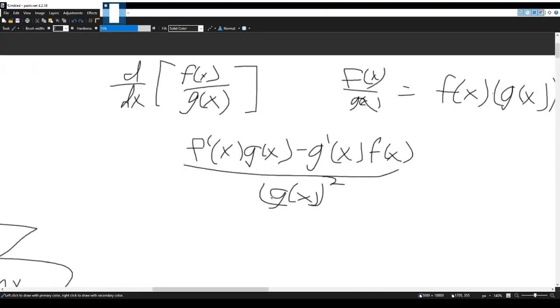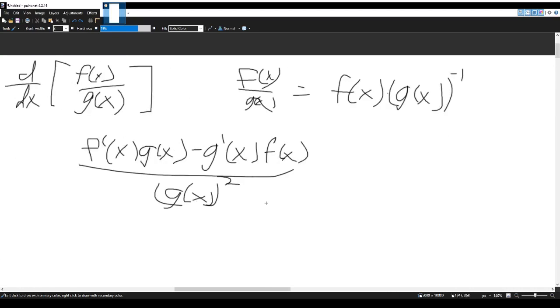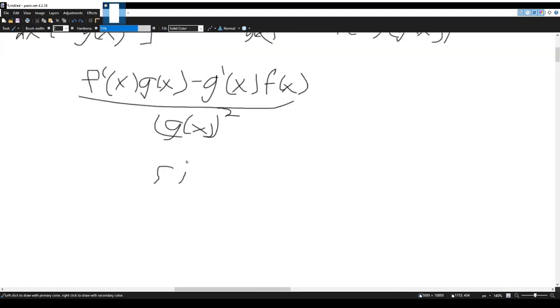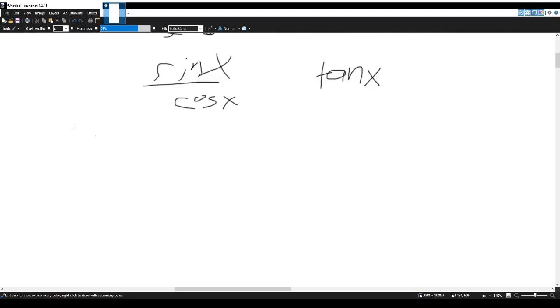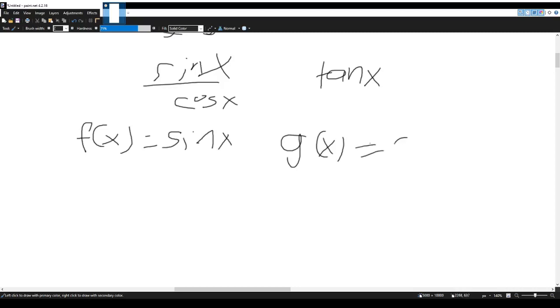But, we're going to use this formula, like we did with the other example, to do sine x over cosine x, also known as tangent of x. If you remember the last video, I didn't do the derivative of tangent x because it involves this more complicated process, but now we actually have the tools to figure it out. So f of x equals sine x, and g of x equals cosine x.